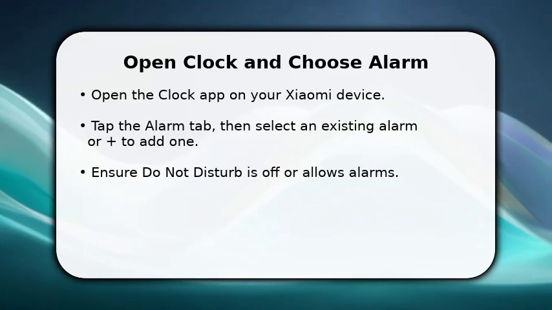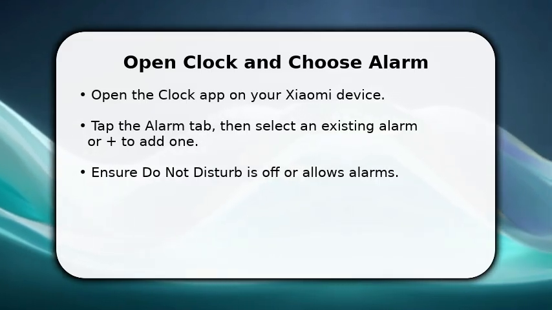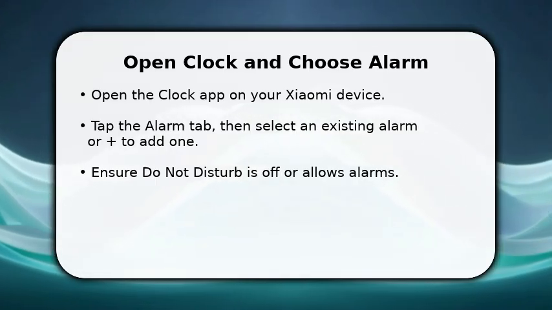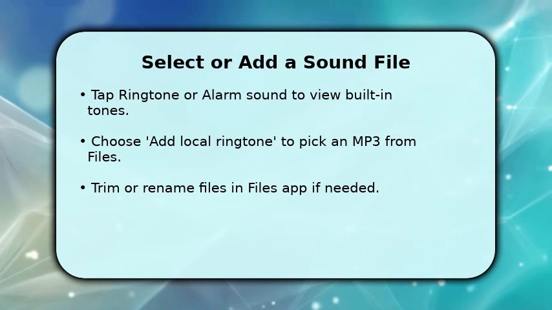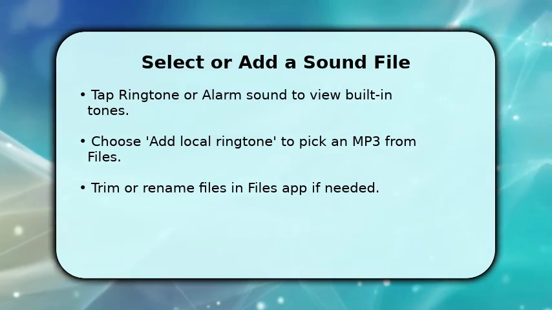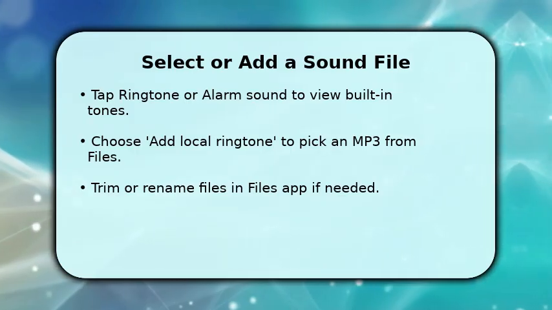This first step gets you into the alarm editor so you can change tone, volume, and behavior before moving to the custom sound selection. Now you pick the actual alarm sound. Tap ringtone or alarm sound inside the alarm editor to see built-in tones. These are quick and reliable.